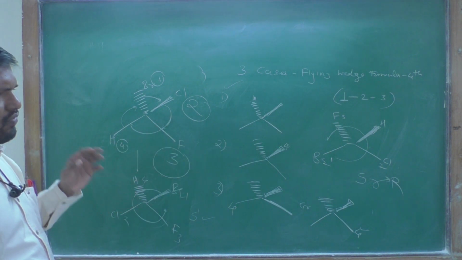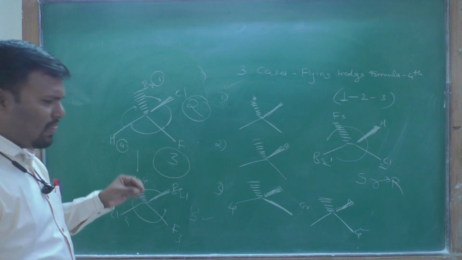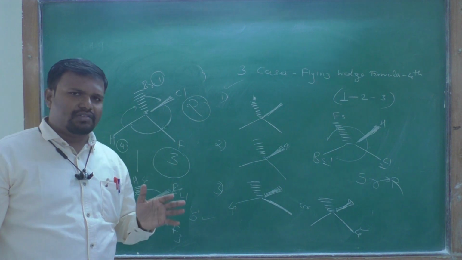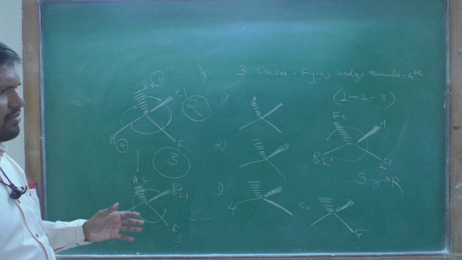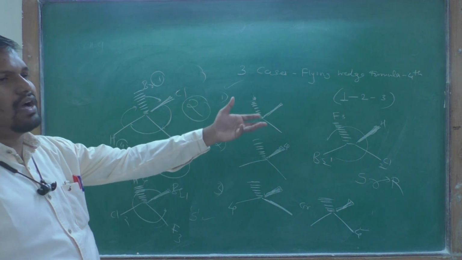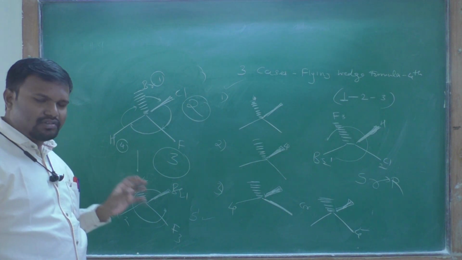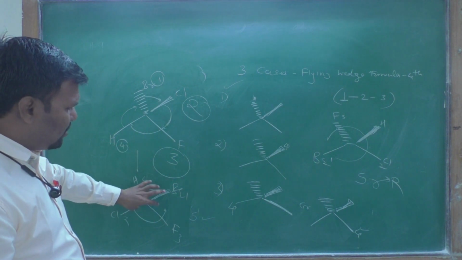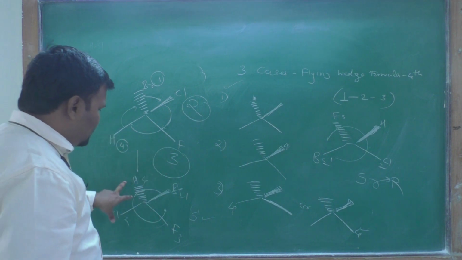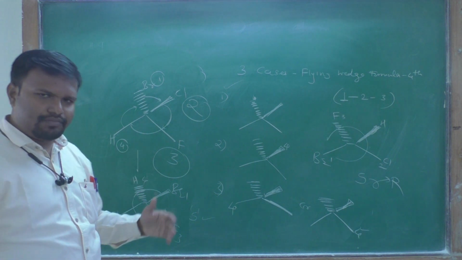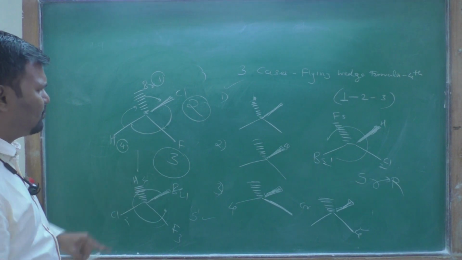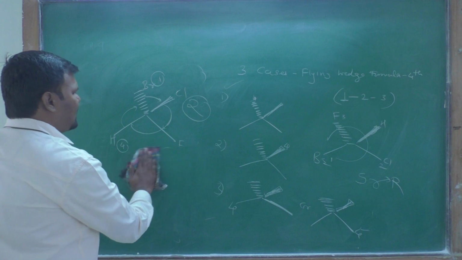According to the rule, when you assign the R and S configuration, your fourth priority group is always away from the observer. If not, then you have to make some changes. In this case, S changes to R, and we have the first method: you can rotate any three groups and achieve a condition where your fourth group is away from the observer. The second way is you can exchange any two groups.